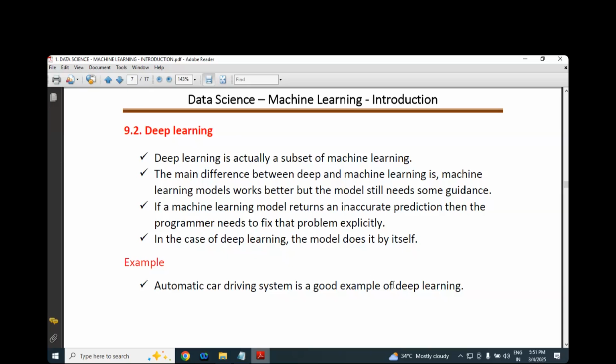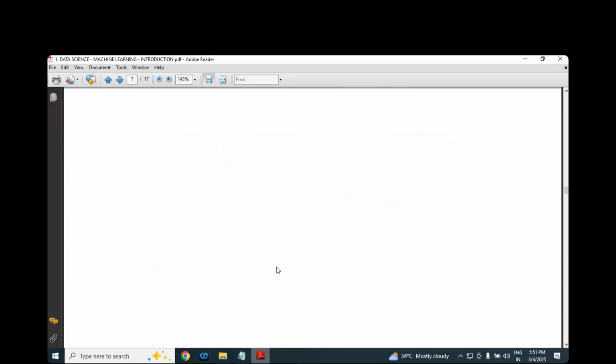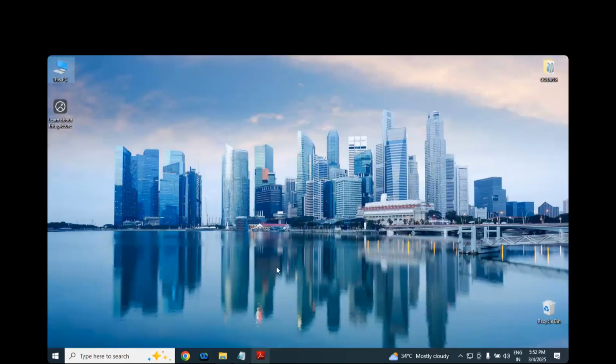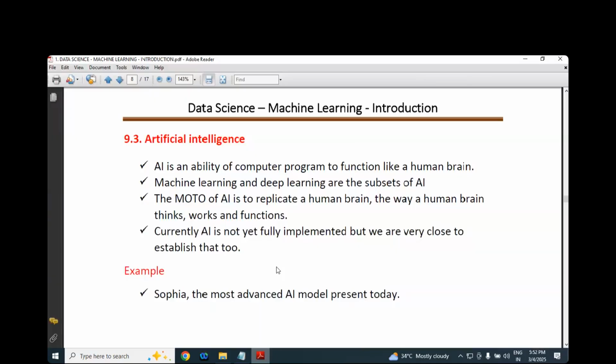I'm sure it takes some time, but we are almost getting more electric vehicles. Right? They're improving. The next point will be artificial intelligence. Good. I have explained the difference between machine learning and deep learning. It's the right time you understand about AI.